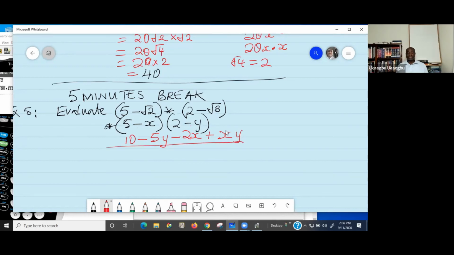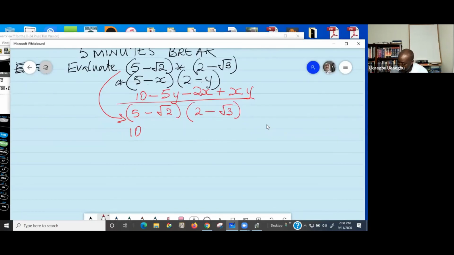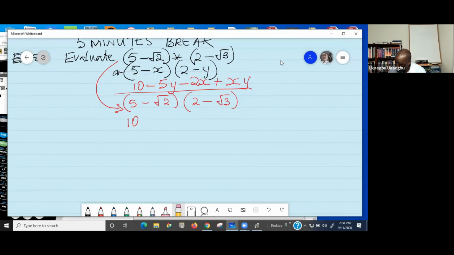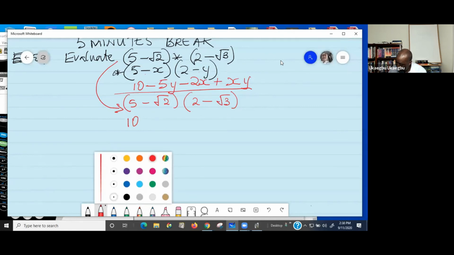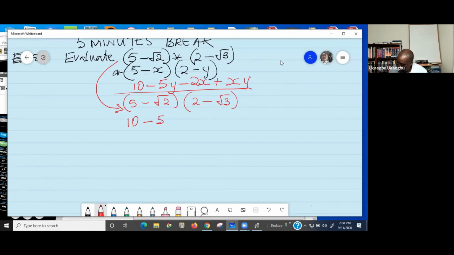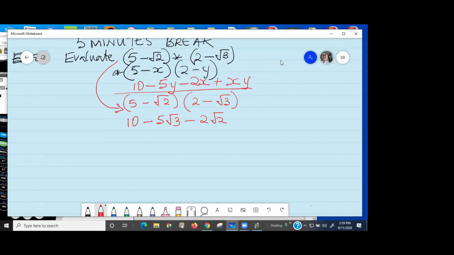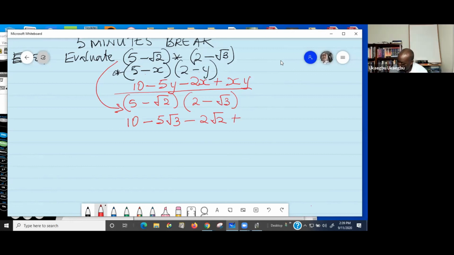We are going to use the same technique in doing this one. So now 5 times 2 is 10. 5 times negative square root of 3 will give us negative 5 square root of 3. Then negative square root of 2 times 2 will give us negative 2 square root of 2. Then negative times negative is positive. 2 times 3 is 6. So you have square root of 6.